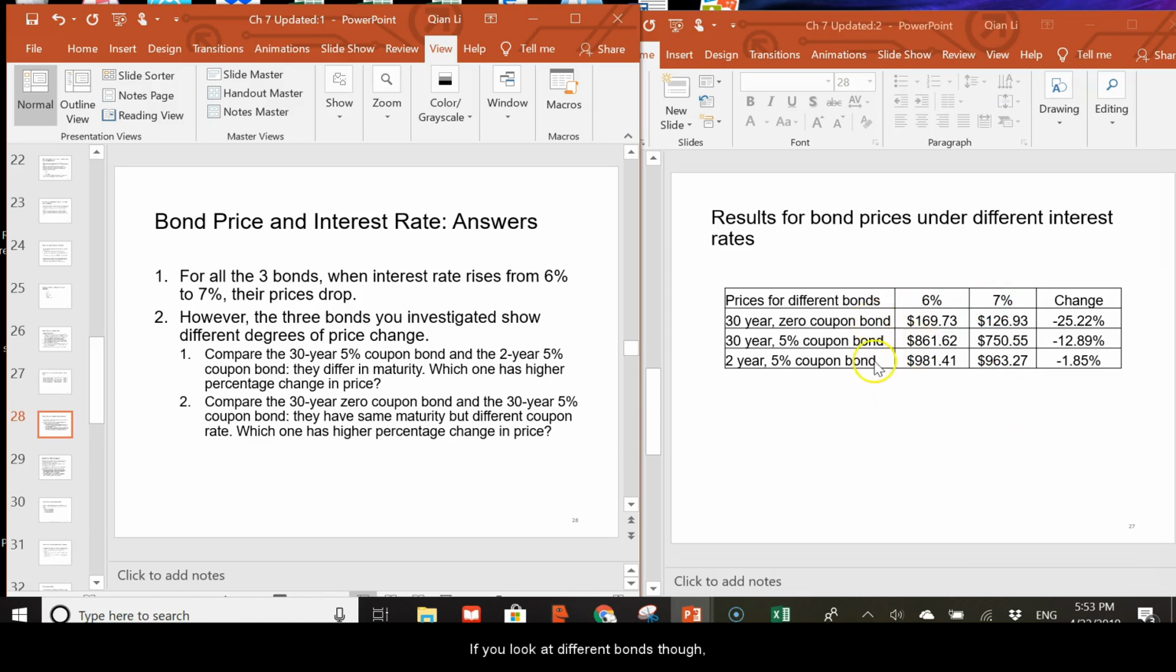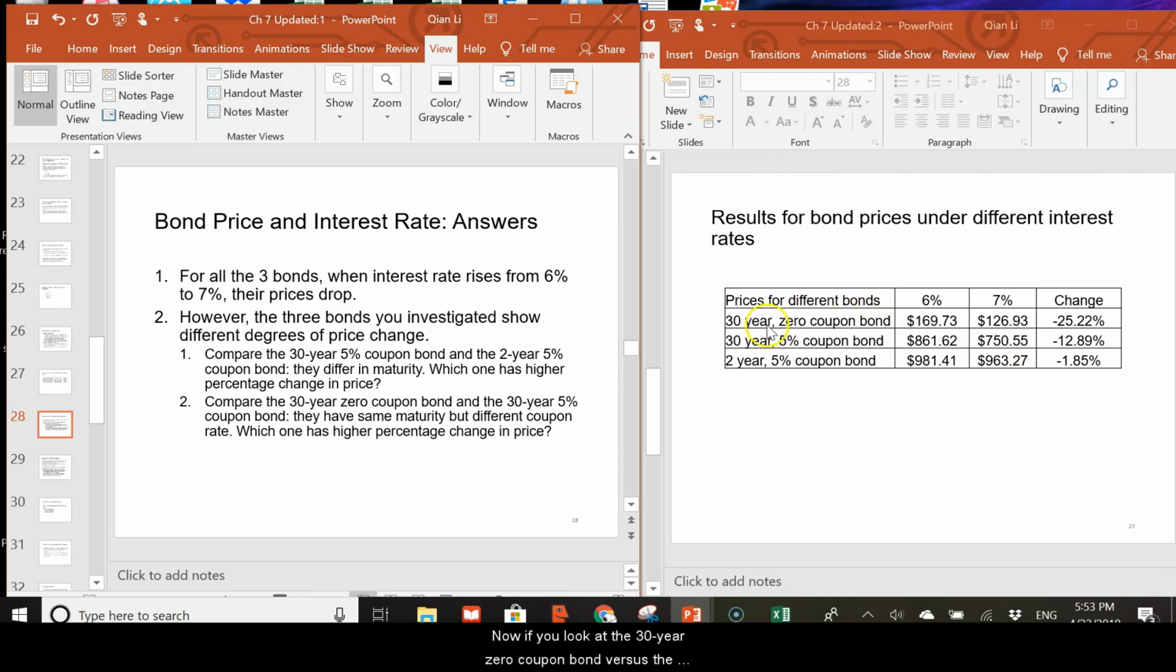If you look at different bonds, though, you notice that they experience different levels of price drop. So for the 30-year 5% coupon bond and the 2-year 5% coupon bond, they both have 5% coupon, but one is short-term, 2-year, the other one is long-term. So for the long-term bond, price dropped by almost 13%. But for the 2-year bond, the price only dropped by less than 2%. So that's a much smaller drop.